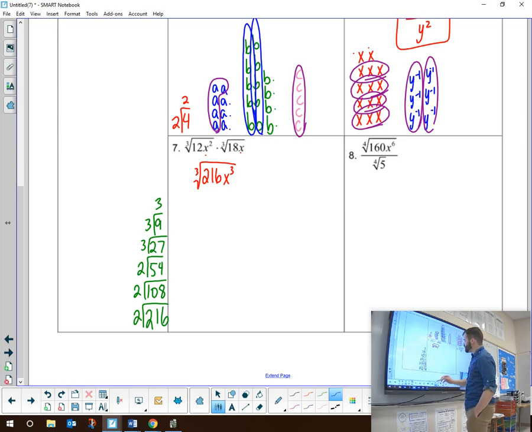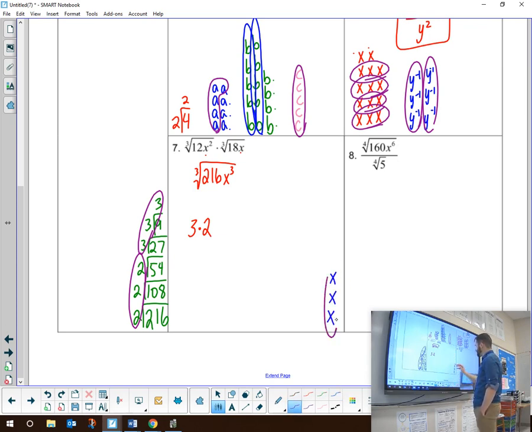So you can see here that we have two groups of 3. I have a group of 3 3s, a group of 3 2s. So both those can be on the outside. And then check out my x cubed over here. My x cubed, we have 1, 2, 3 x's. That's a perfect group of 3 as well. So we're going to have 3 times 2x, nothing left on the inside, so it's just going to be 6x.